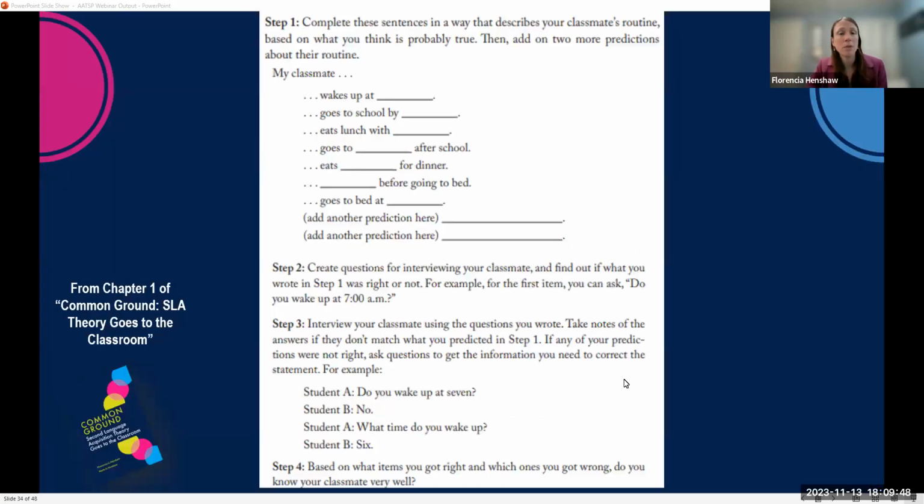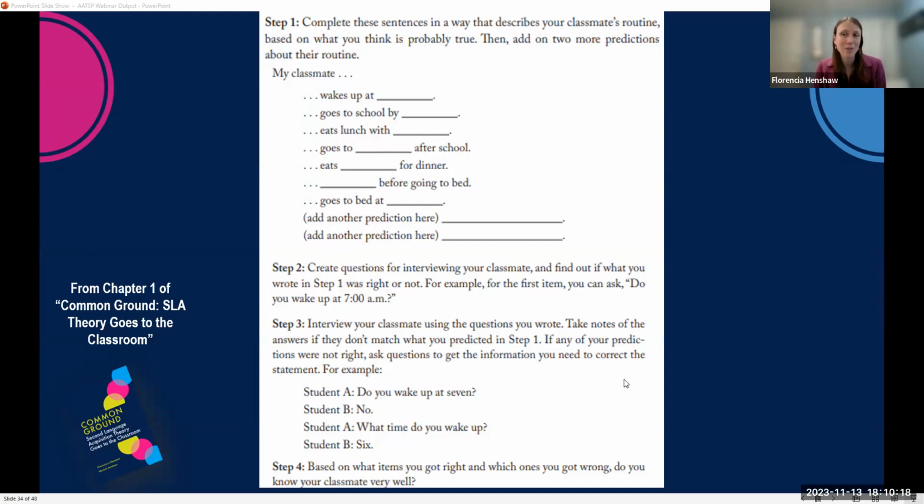Here's another example, and this one is a little different. They're interviewing each other, but this one is framed as a prediction confirmation activity. This comes from chapter 1 of Common Ground. So you see in step 1, it is very structured and relatively minimal, the output that the student is producing. So we are heavily scaffolding things. We're giving them time to think about this vocabulary, the structures. They're making some predictions.